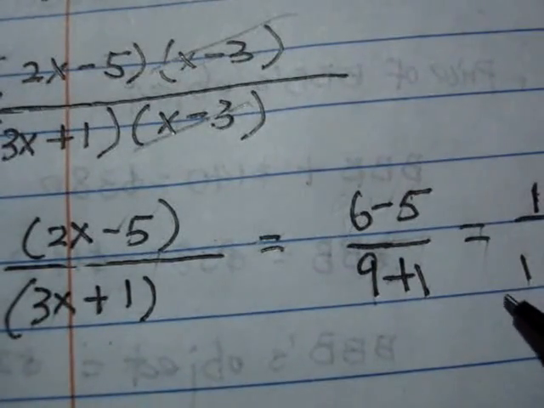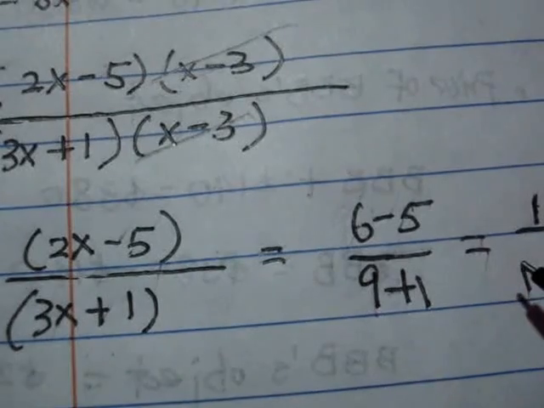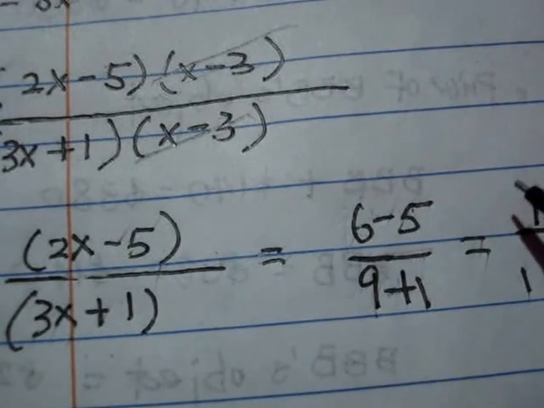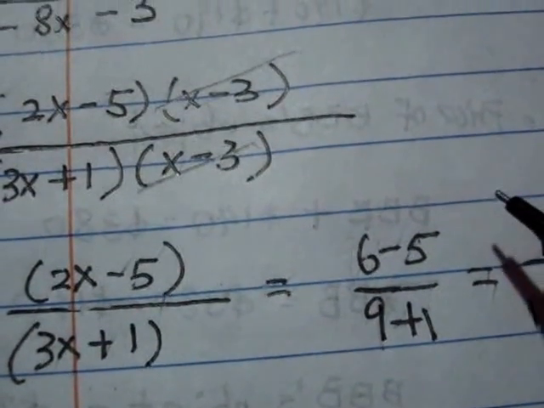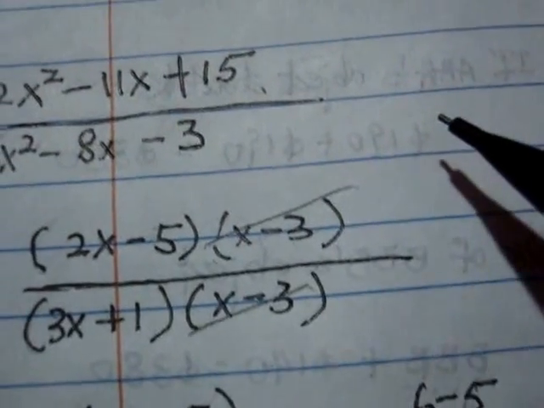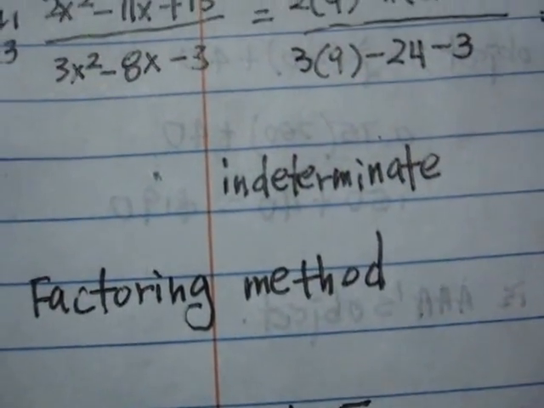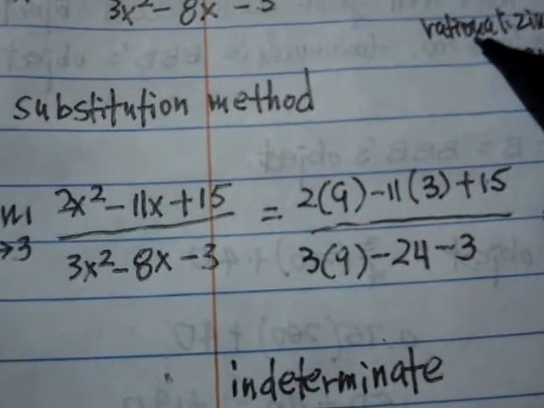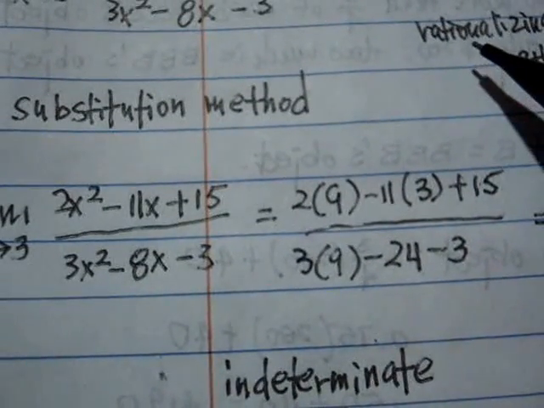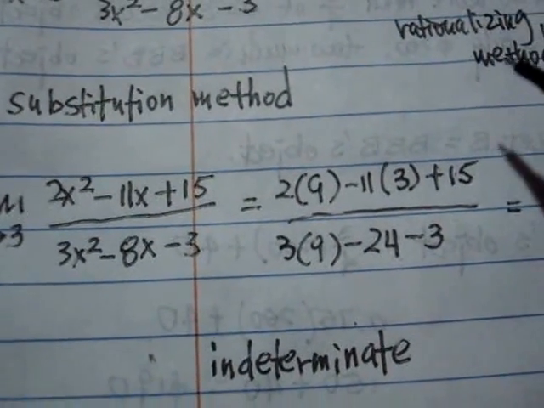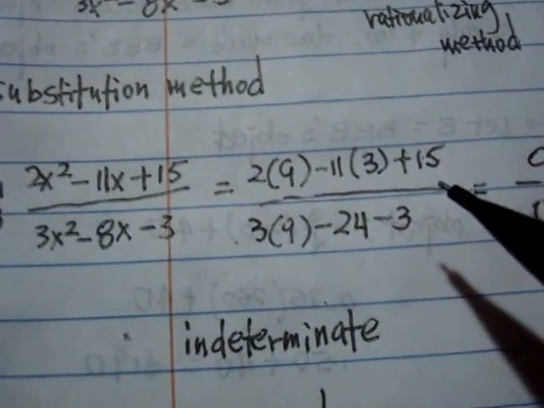So the limit for this particular problem is 1 divided by 10, which is a constant. Once you reach a constant answer, that means you are done with this limit. You don't need to go to the third method of rationalizing the denominator. You don't need to use the rationalizing method, because you already reached the constant answer.